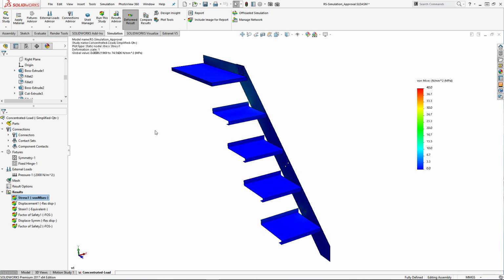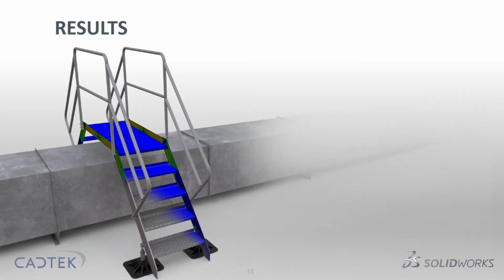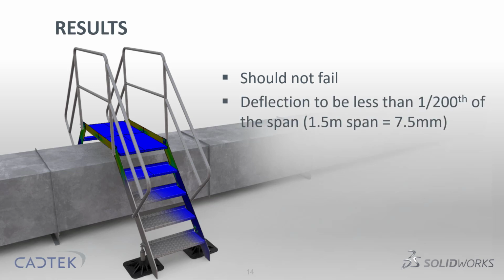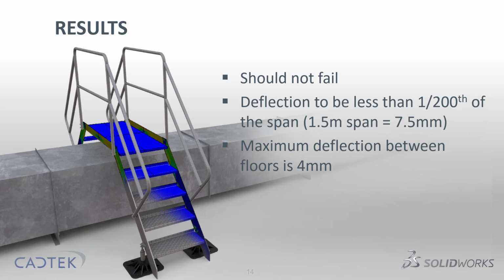And then we're on to looking at our results. Just what are we looking for? Well, going back to the standards, obviously it cannot fail, so we need to check the mechanical strength of our gantry. The deflection needs to be 1/200th less of the span, which in this case works out at 7.5 mil. And also we have a maximum deflection between floors at 4 mil. Now in this case there is only the one floor, so that's just like an extra sanity check that we can do when we're interpreting our results.